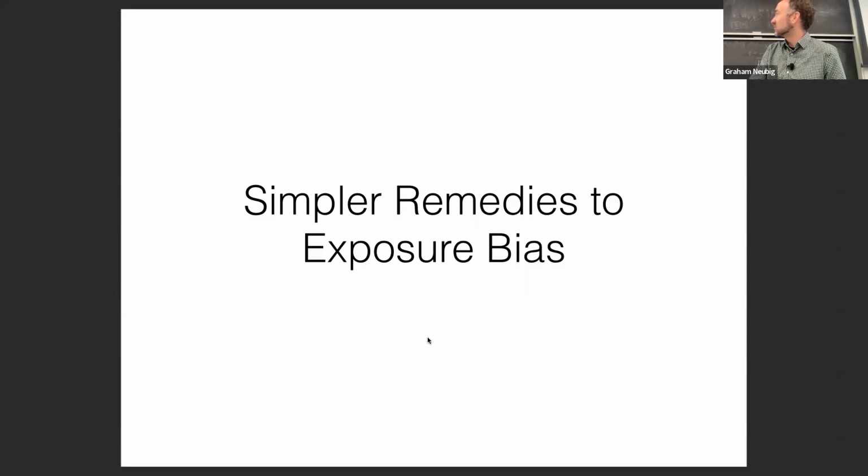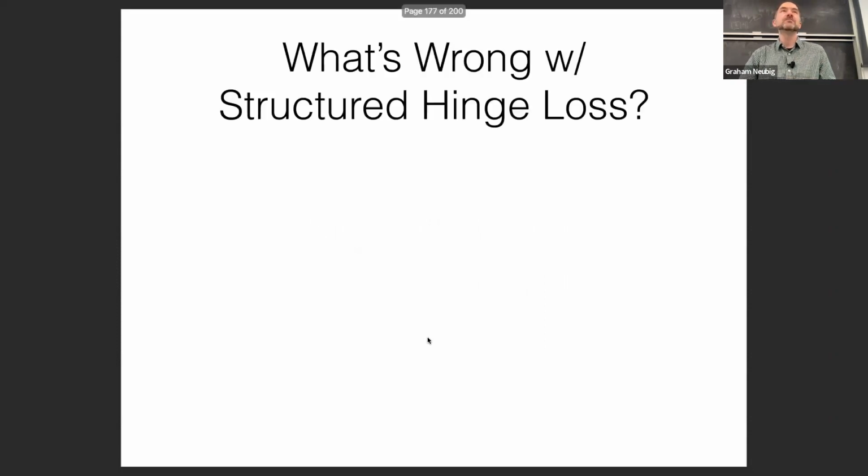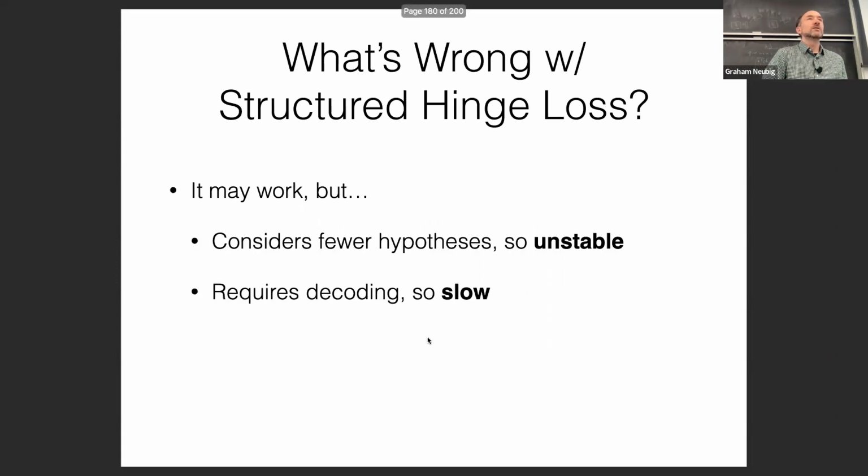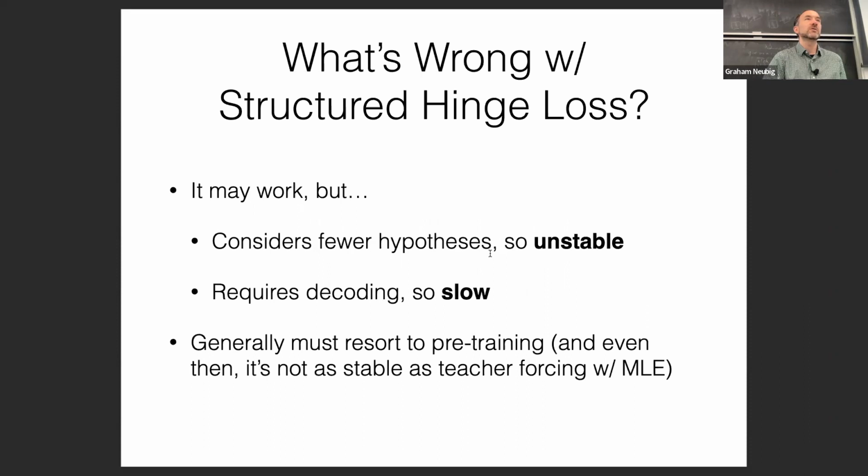Okay, so in the last few minutes, I'd like to talk about some simple things that you can do. All of the things that I've talked about up until now are very nice methods, but they're rather involved and can be slow to train. Some problems we have are that structured hinge loss or RL consider fewer hypotheses, so they're unstable. They require decoding, so they're slow. And we generally must resort to pre-training using MLE.